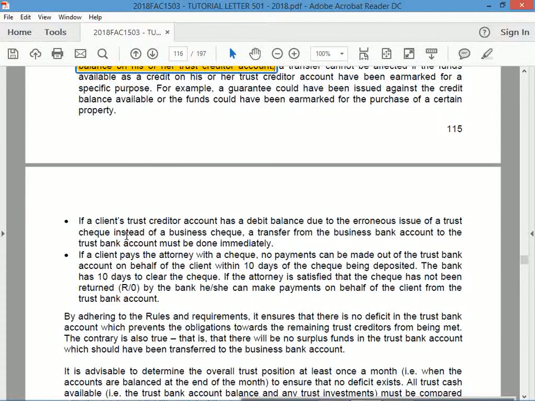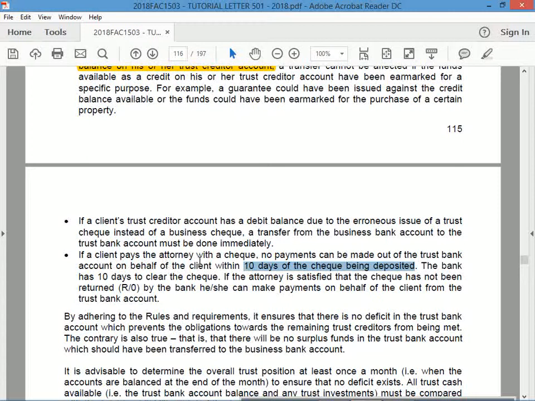Then you've got 2 other options here. If the client's trust creditors account has a debit balance due to an error, erroneous issue of the trust check instead of a business check, a transfer from the business account to the trust bank account must be done immediately. Obviously, errors need to be reversed and corrected. And then the last one is looking at this 10-day rule whereby you have to wait.